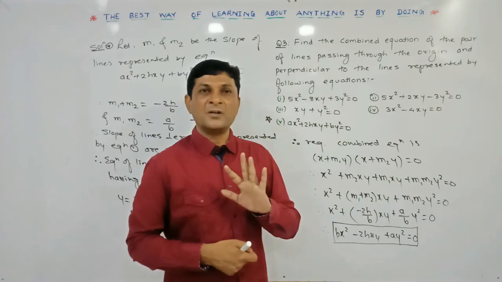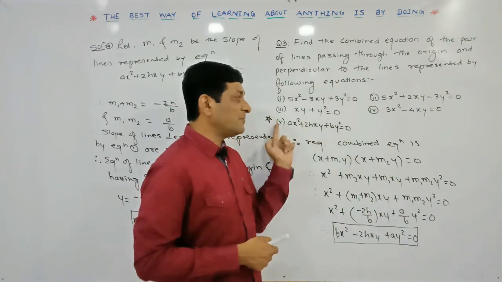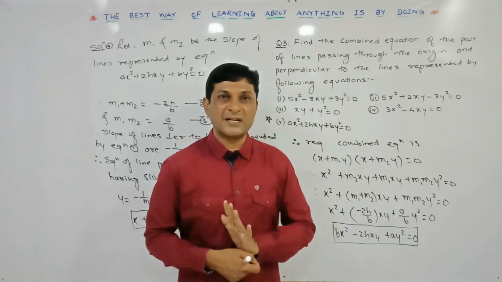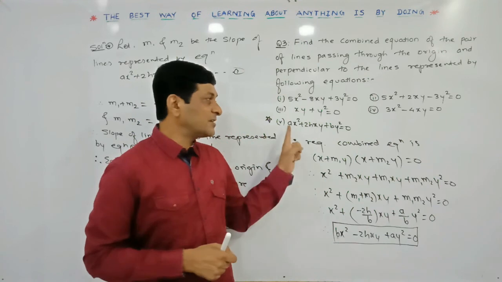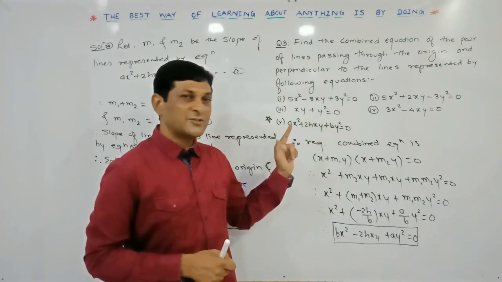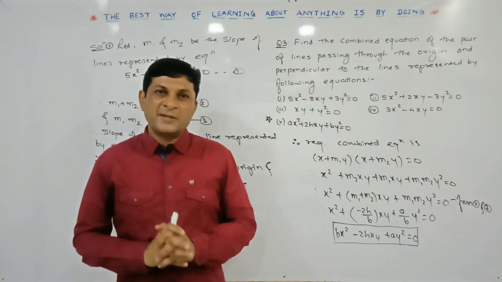So in this way we are able to use this as a shortcut formula to find out the combined equation of the pair of lines passing through the origin and perpendicular to the lines represented by this equation. So this shortcut method is very clear to you. Just interchange the coefficients of x square and y square and change the sign of the middle term. So now see example number one.